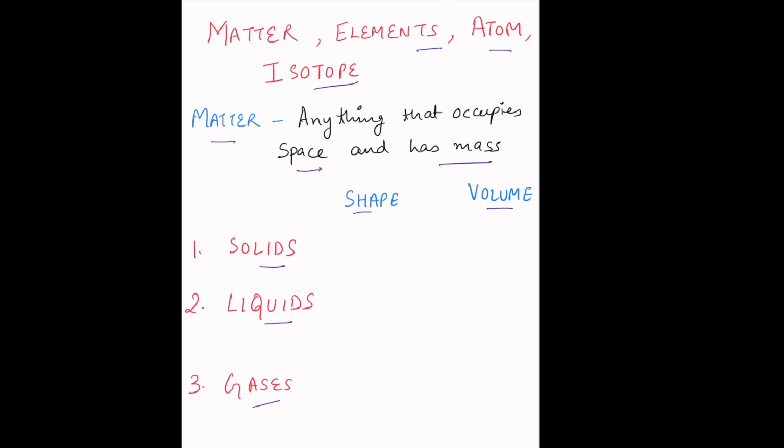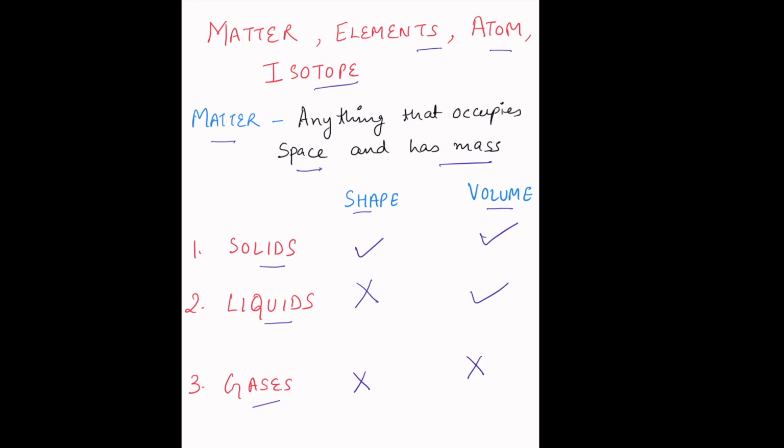Solids have definite shape and definite volume. Liquids have fixed volume, however, the shape it occupies is based on the container, so it doesn't have a fixed shape, while the gases have neither fixed shape nor fixed volume.